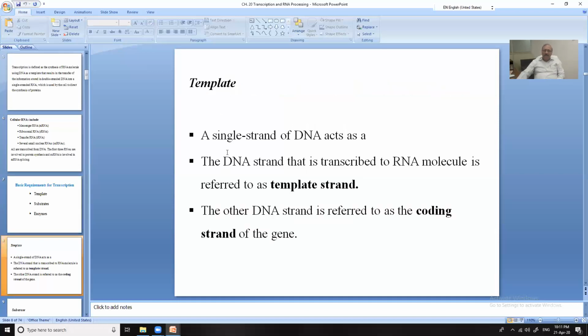What is template? A single strand of DNA. I told you several times. A single strand of DNA acting as a template. The DNA strand that is transcribed to RNA molecule is referred to as template strand. Right? And the other strand which is not transcribed is known as the coding strand of the gene.